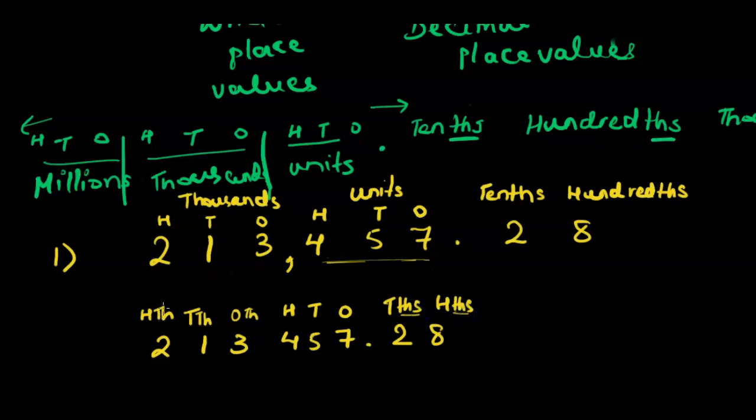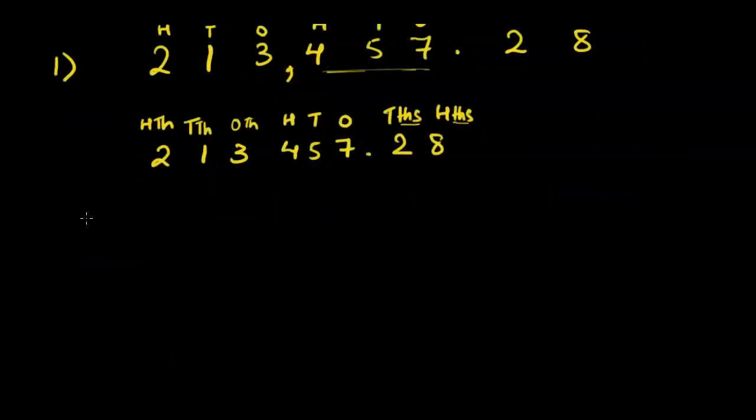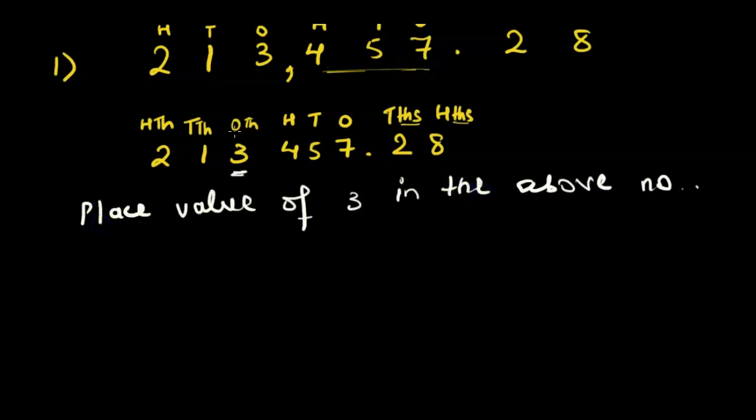Here we can put an uppercase T and then H, so that we know this is thus, tenths, hundredths, and this is 100,000. Now if we are asked to write down the place value of 3 in the above number, we know 3 is at the 1,000ths place, so we would say 3,000ths. No THS please.